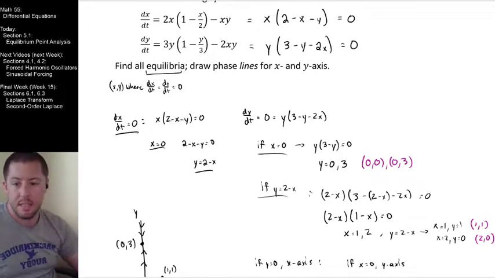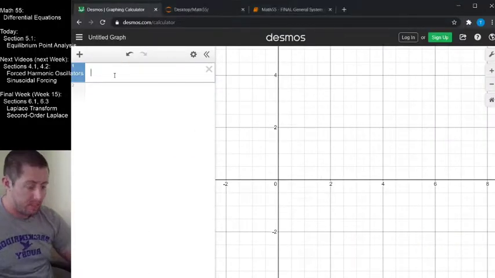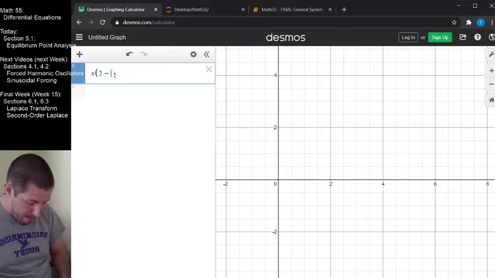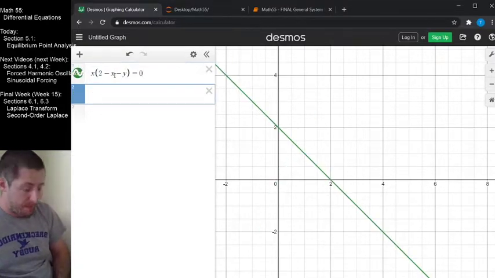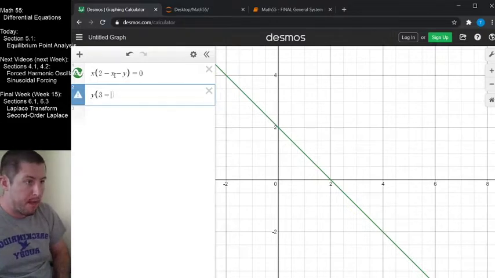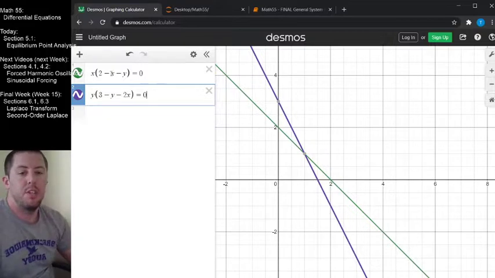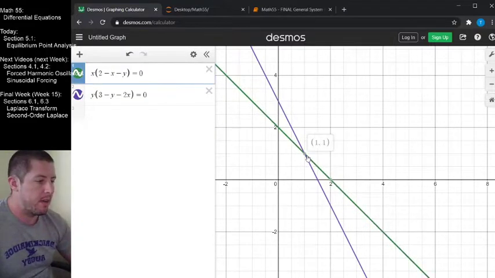So I'm going to come over to Desmos and type in these equations here. We had x times (2 minus x minus y) equals 0. And I've got y times (3 minus y minus 2x) equals 0. And you should notice that it kind of did something nice for us. I'm at least seeing 1s popping up, but why is it not even giving me a point right there for that one? I don't understand that one.